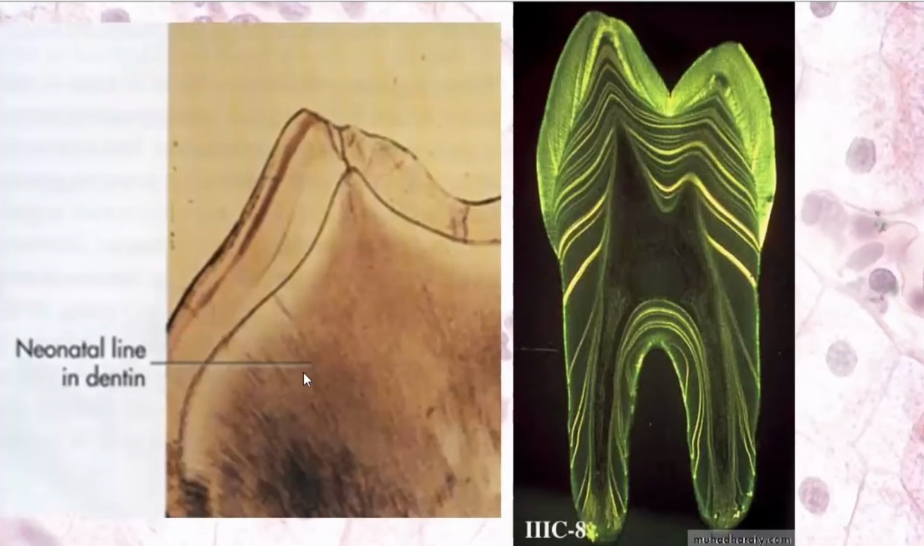And also we can find here the neonatal line, which corresponds to the period of birth. Before birth, the old dentine was produced and is located under the enamel, and after birth, we have newly formed dentine, and they are separated by the neonatal line.